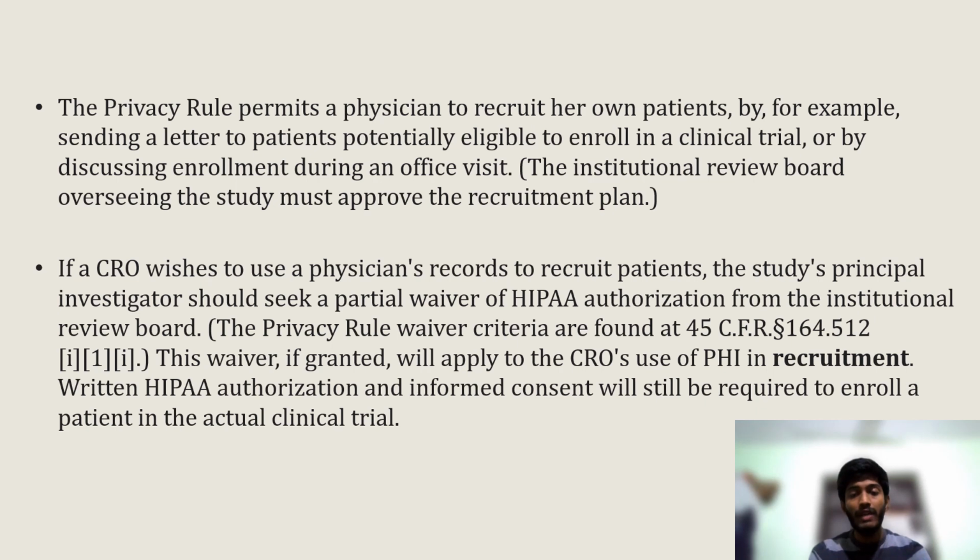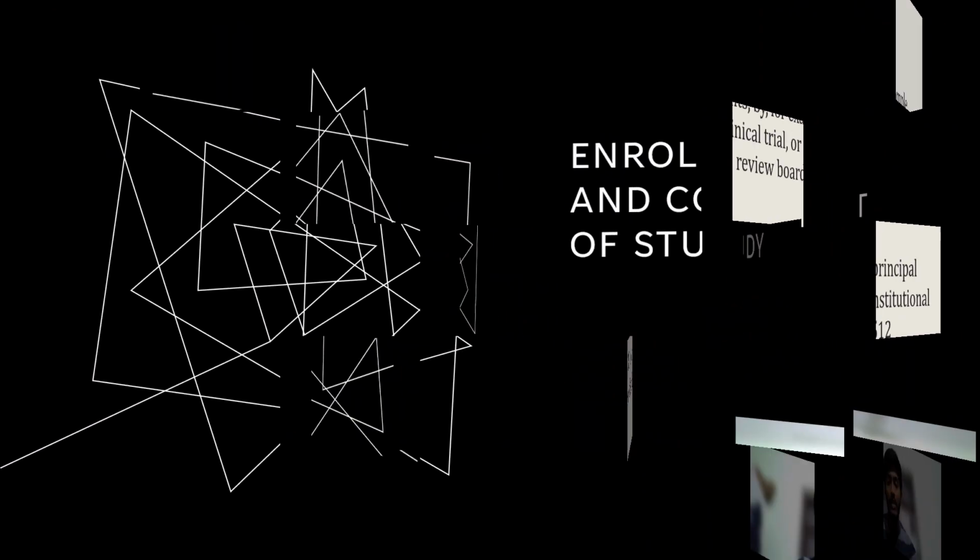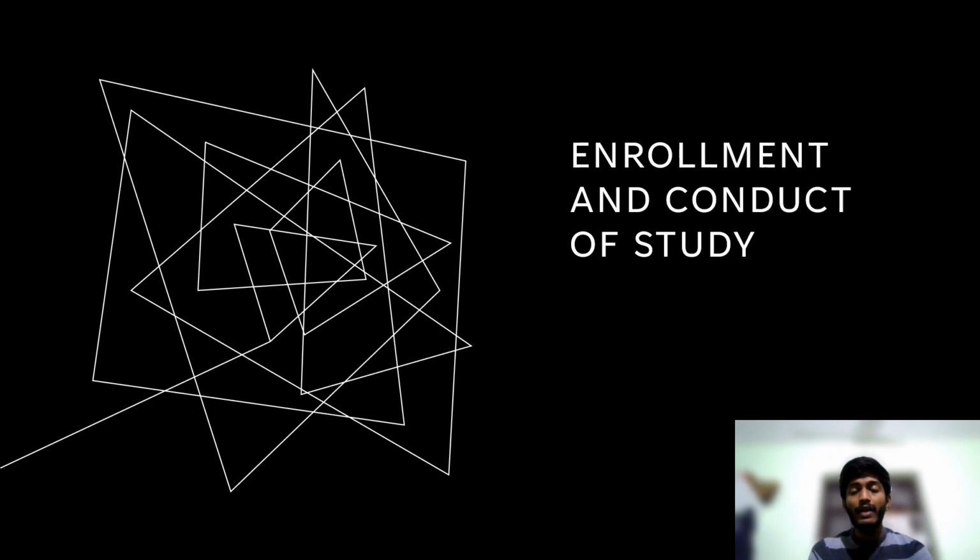The privacy rule waiver criteria are found in 45 CFR 164.512. This waiver, if at all granted to the CRO, will apply to the CRO's use of PHI in the recruitment of any patient they like. Written HIPAA authorization and informed consent will still be required to enroll a patient in the actual clinical trial. Coming to the next slide: enrollment and conduct of the study.